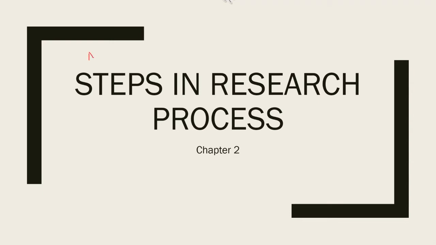The chapter's name is Steps in Research Process. As we have discussed in the last chapter also, research is a process that involves various steps. We have to follow a step-by-step procedure to conduct any research, and you have to follow a sequence. Remember, you always have to follow a sequence. Sometimes steps may overlap. Nevertheless, you still have to follow the sequence.